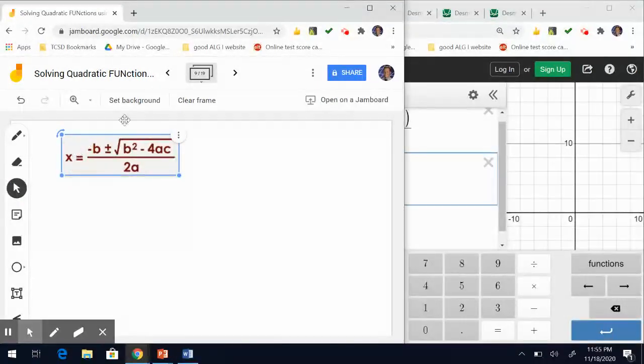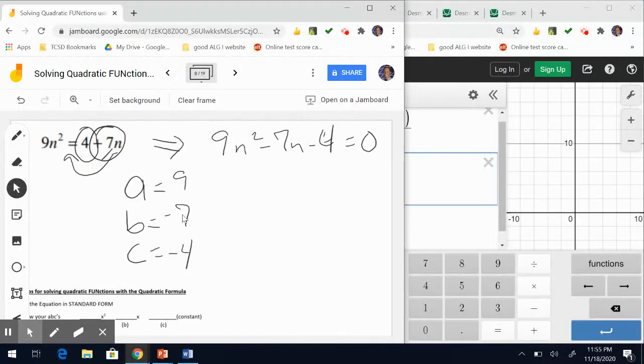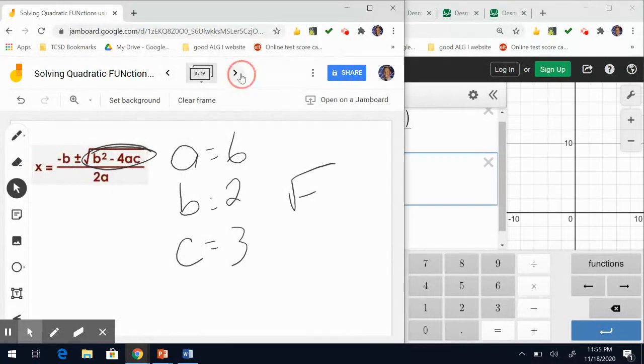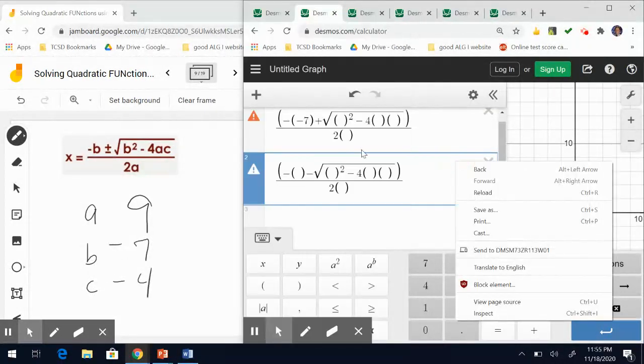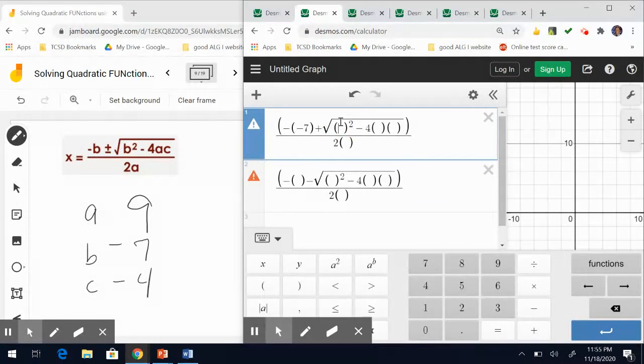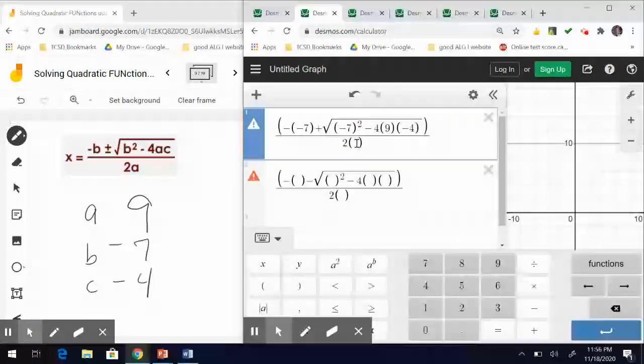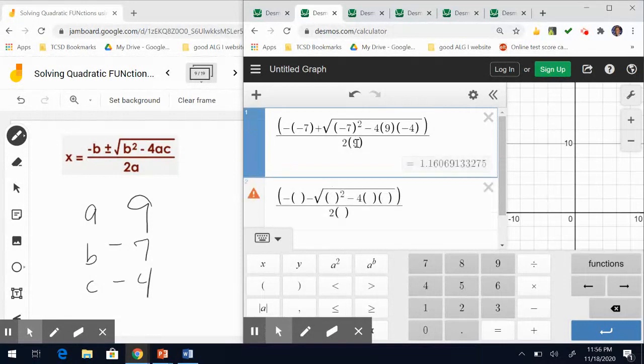Let me get organized real quick. Got to copy down my 9, negative 7, and negative 4. This is my A, my B, and my C. So my B value still goes right here, and that's negative 7 times negative 4. A goes here, C goes here, and then A goes in the bottom. And I get this crazy number right here.